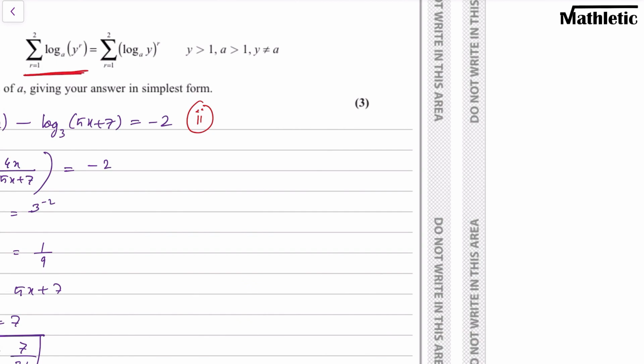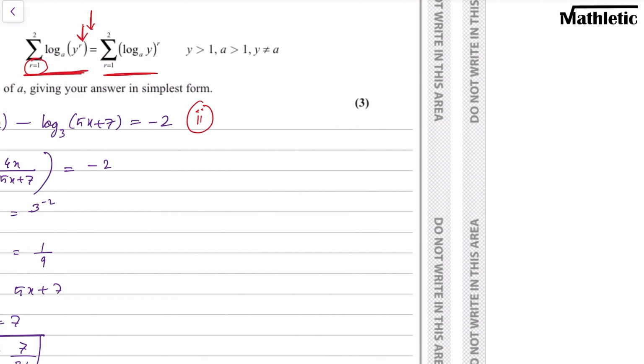At the left side you have one sigma notation, at the right side you have another. So let me start with the left side. So r is 1, so when you substitute r equals 1, you get the first term. When you substitute r equals 2, you get the second term, right? And since we have just 2 terms, you just add the first term and the second term.